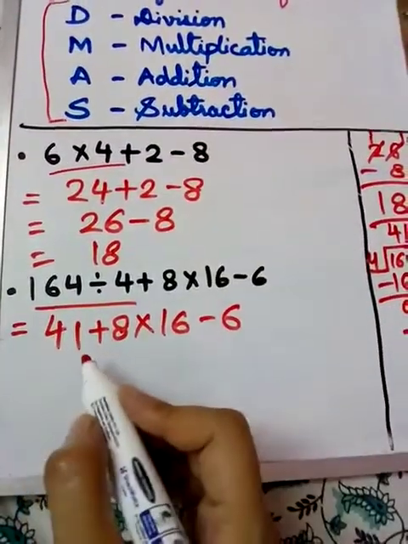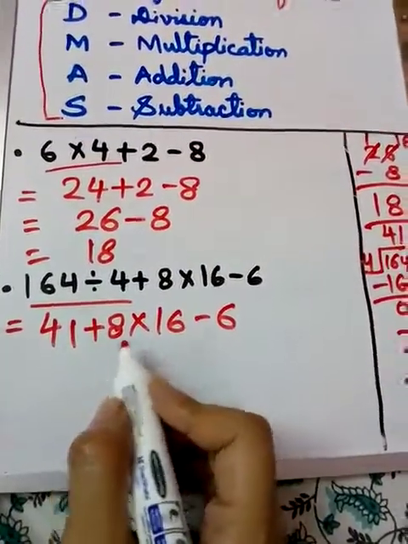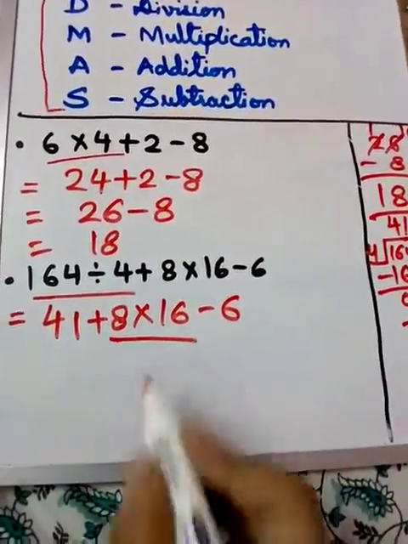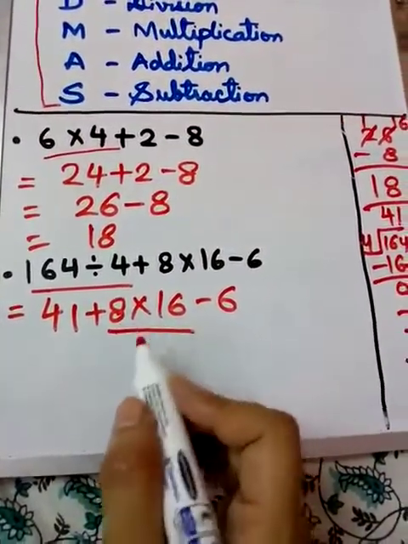Okay, now after division comes multiplication. Which two numbers are multiplying? These two? No, these two numbers are multiplying. No need to underline in your fair notebook. I just want to show you which two numbers are multiplying.